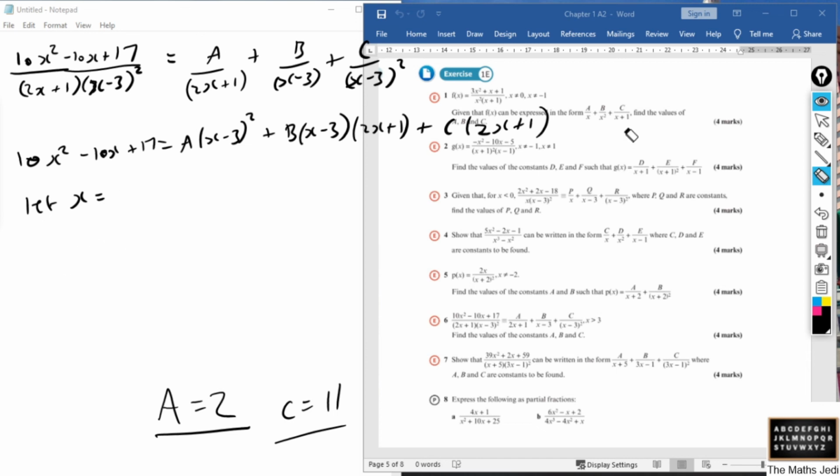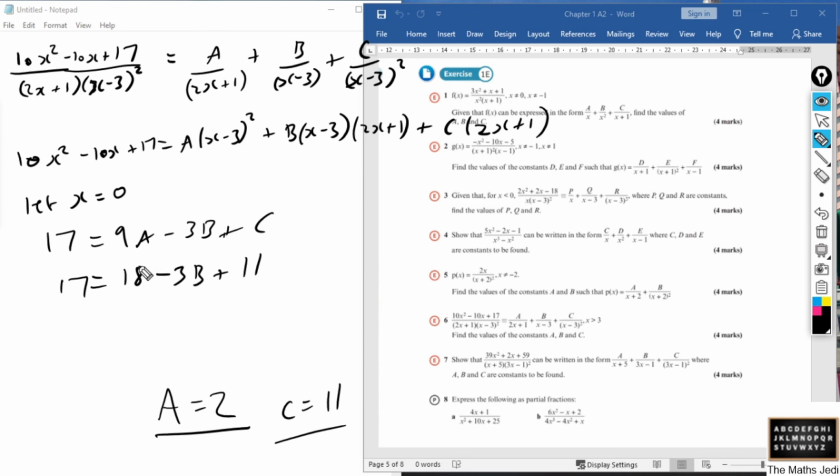Scribble that away. And again, just as before, I'll let x be a fairly simple value. So let's let it be 0, for example. So this becomes 0, you get 17. And then minus 3 squared is 9, so you get 9a. And you're going to get minus 3 times 1, so it's minus 3b. And then 1 here, 1c. So again, because we know a and c, we can do the corresponding substitution, and then I can just use some algebra to work it out. So 17 minus 18 is minus 1. Minus 1 minus 11 is minus 12. Very quickly you can see b is going to be 4.